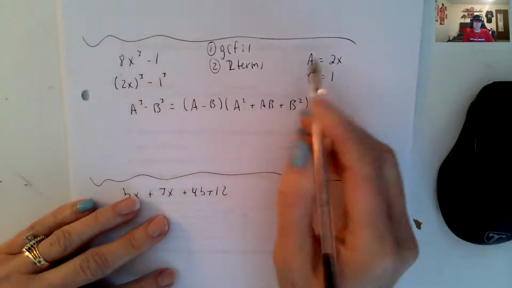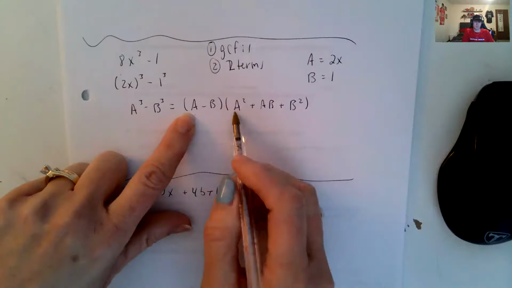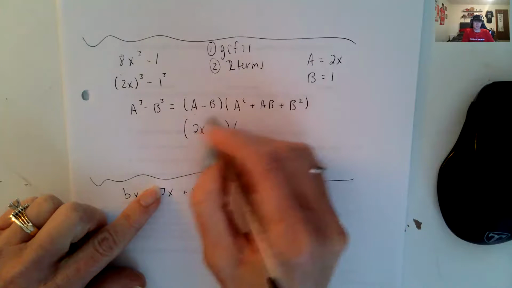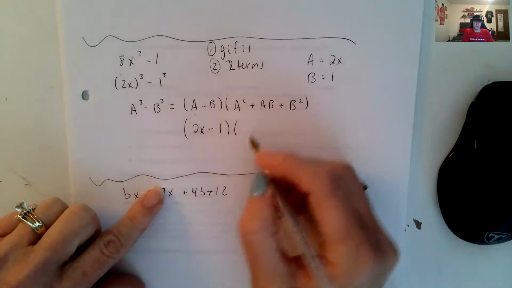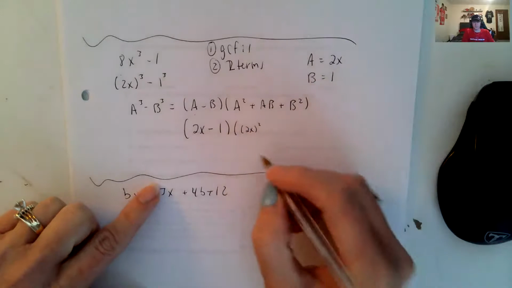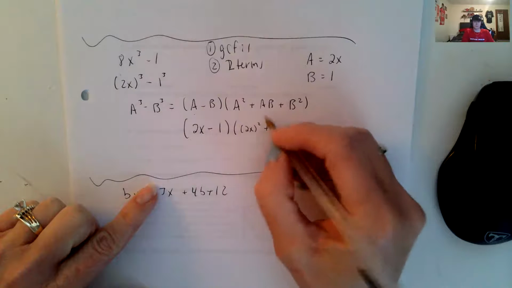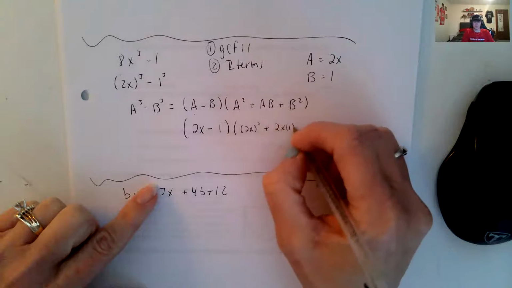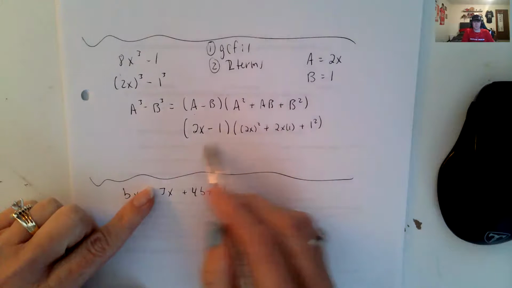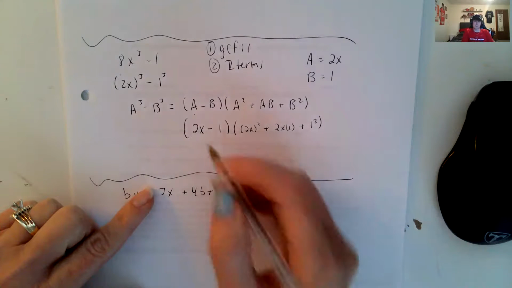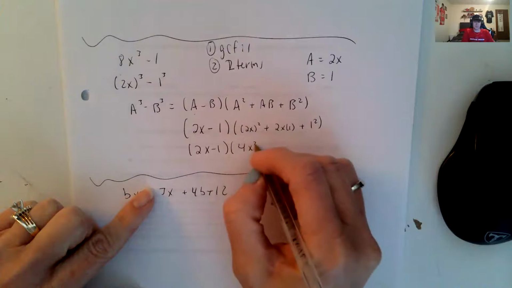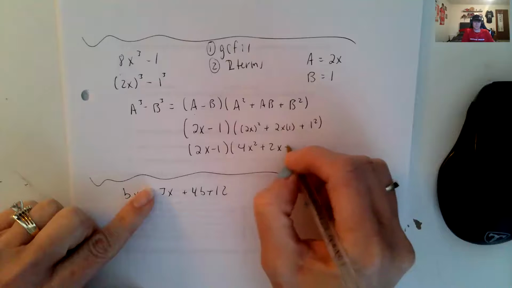So now that A equals 2x, I can replace A with 2x in each of these spots. So I've got 2x minus, and B is just 1. And then here, this is A squared, so I'm just going to write 2x squared. I'll simplify that in a minute. Plus A times B, so that's just 2x times 1, plus B squared, so 1 squared. Do you see how I filled that out? Okay. And so this is just 2x minus 1, and then we've got 4x squared plus 2x plus 1.